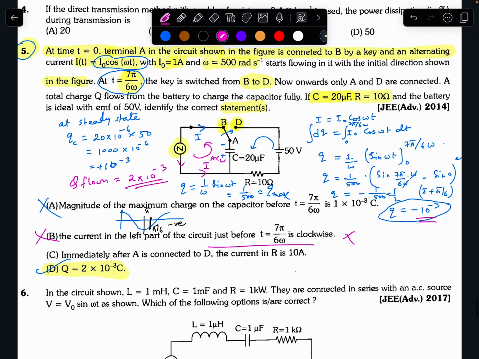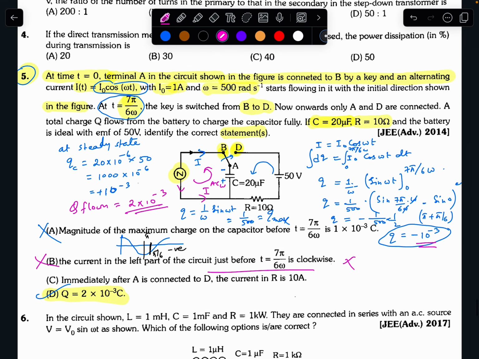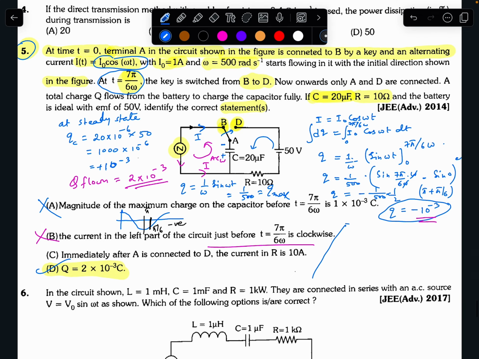Okay. Third option. So for third option, I'll just clear this place. I'll do here at the corner. So for third option, what that means? Immediately after A is connected to D, the current in R is 10 ampere. So if A is connected to D, let us try to write the equation. KVL, I'll write KVL from here.